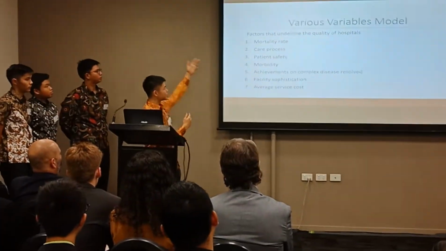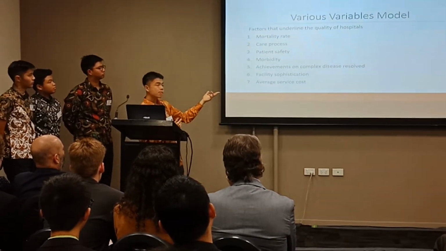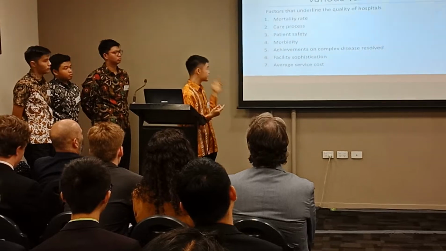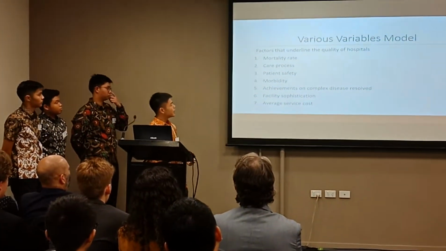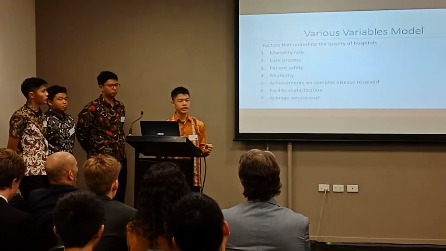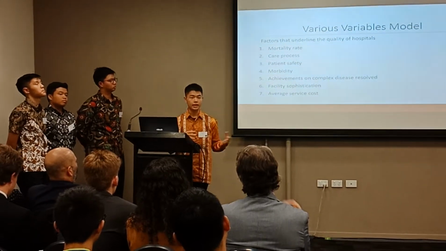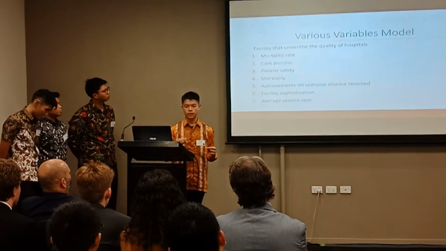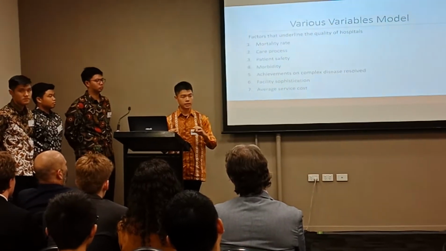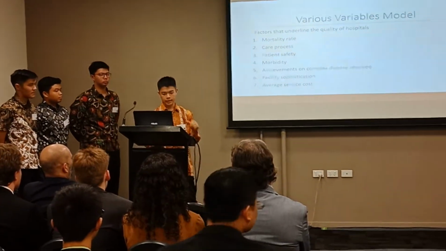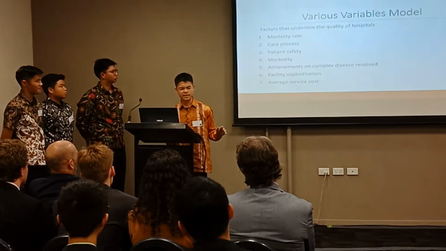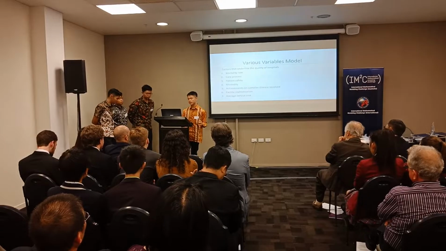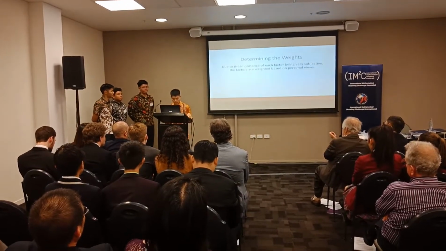Now, in this model, we take into account seven variables. The first one is the mortality rate, same as before. The second and the third one focus more on the interactions between the patient and hospital. The fourth and the fifth one are about the complications that might happen during the treatment. And then the sixth and seventh one are actually more minor factors here, which are the sophistication of the hospitals and of course the cost.